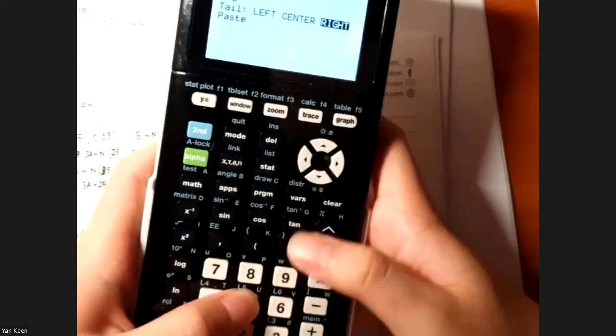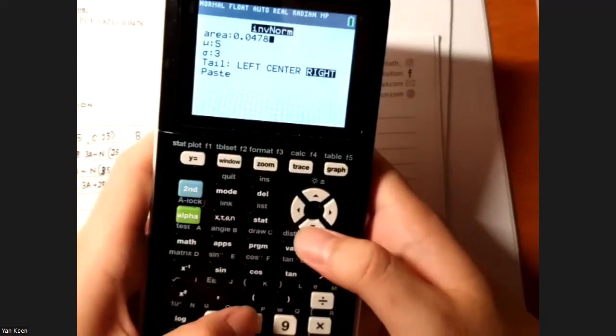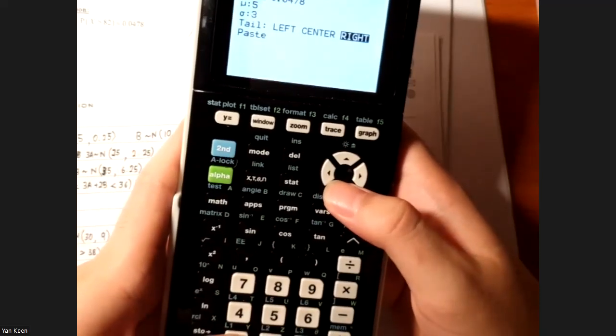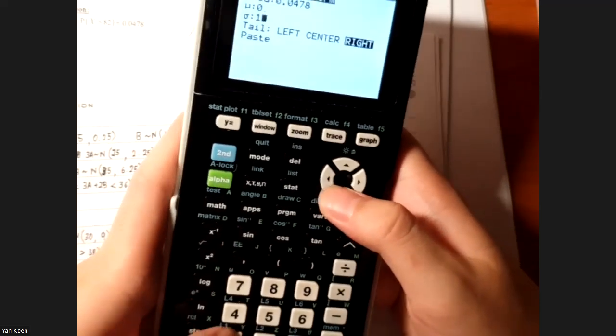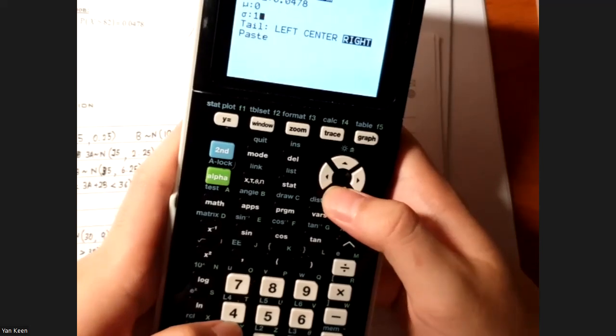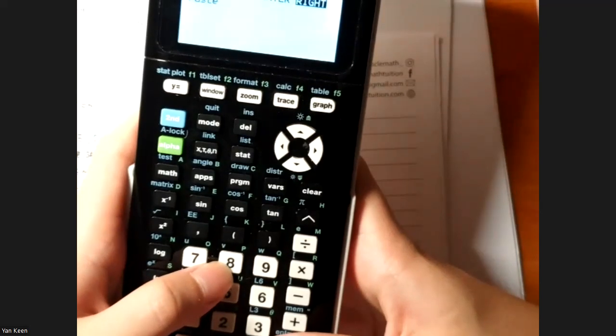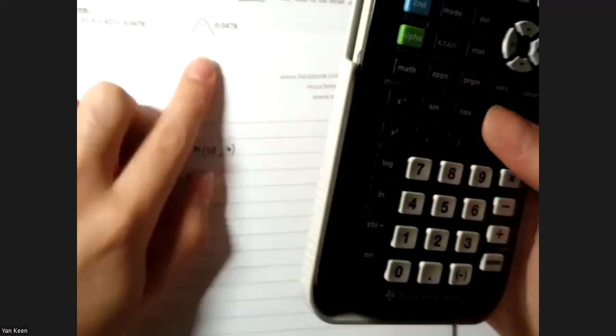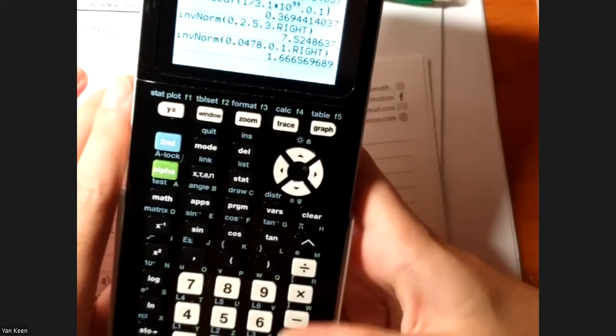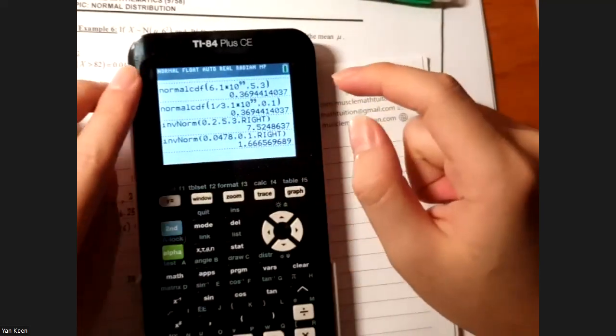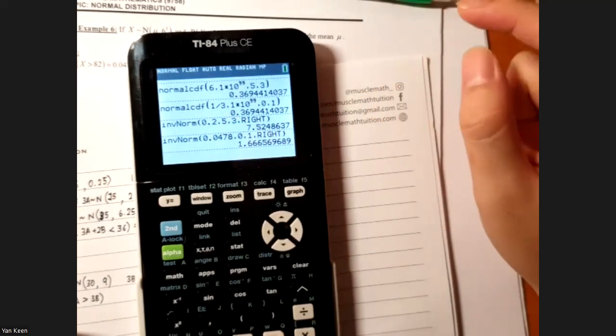Better write the exact number. 478. Okay, nice. Right tail, right? Yeah, good. Right tail will be... read the question. More than, so. Okay, so 1.66. I'm going to call it 1.67.